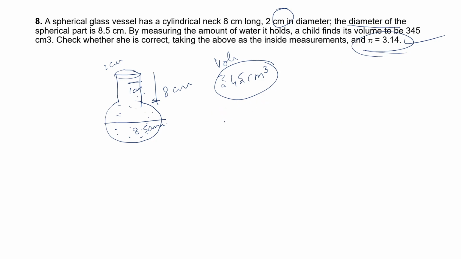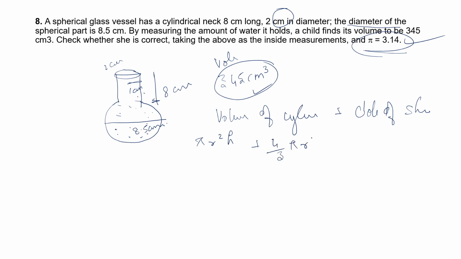So if you want to find the volume of this, what we will do, volume of cylinder plus volume of sphere. She has already found 345. Since she is a child, you are checking again. So pi r square h plus 4 by 3 pi r cube. Please substitute the values by yourself. Pi r square for cylinder, I will take r as this and h as small h. This is r of the cylinder and this is h, and this small r is r of the spherical part. So diameter is 8.5, so radius you have to calculate.